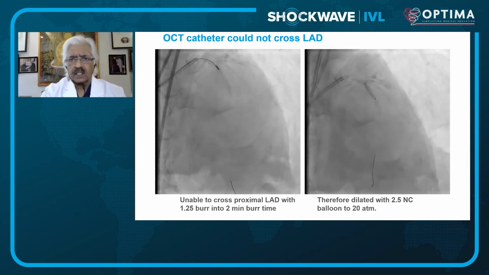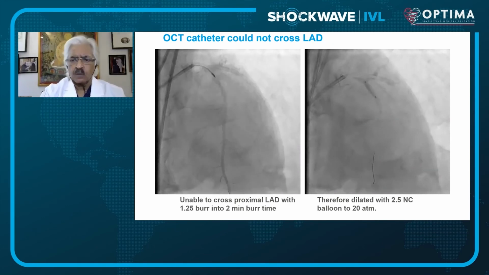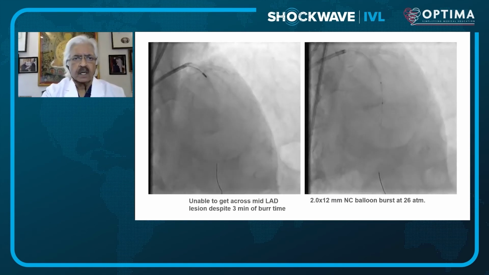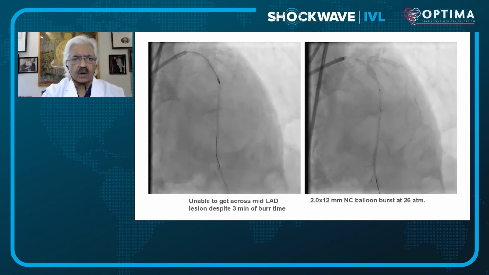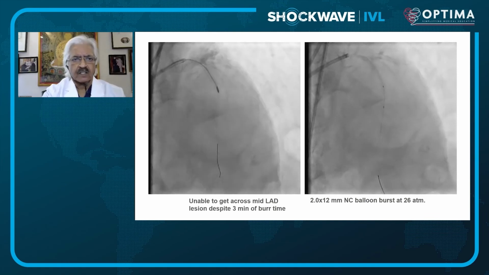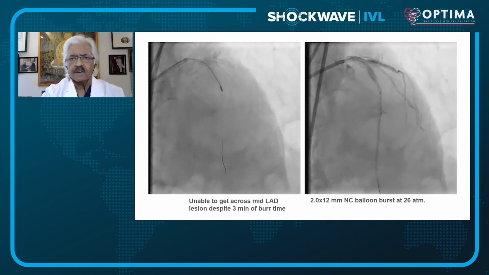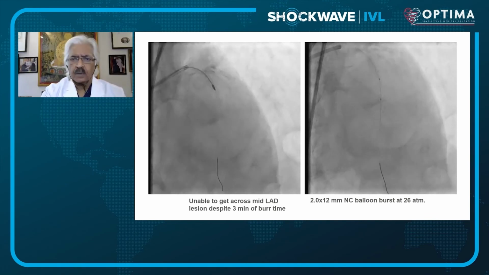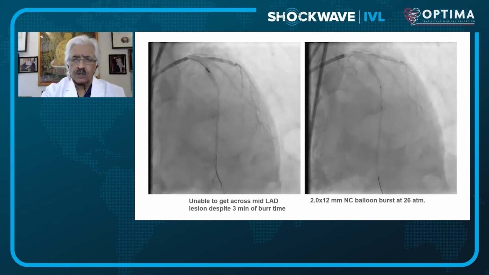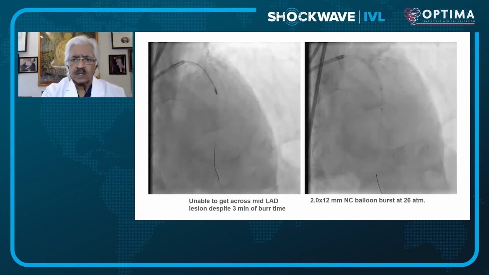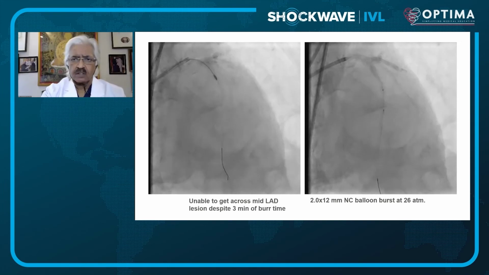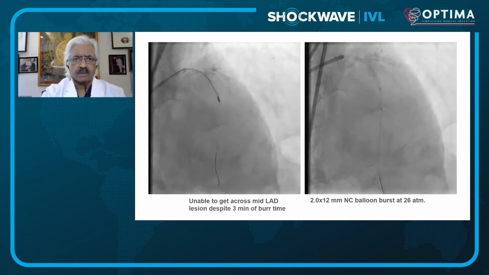Therefore, a balloon dilatation with a non-compliant 2 millimeter balloon is done to facilitate the advancement of the rotor burr. And then, of course, the rotor burr cannot cross the distalmost part of the lesion, and that's 3 minutes of burring time on the left side. And then the 2 millimeter balloon which we used for the proximal segment, we inflate to 26 atmospheres to relieve the stenosis, and it bursts.